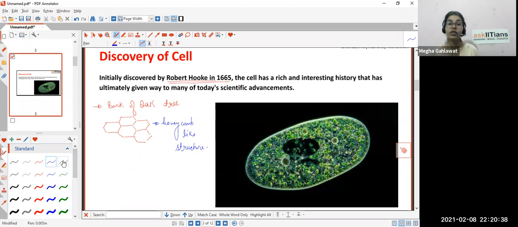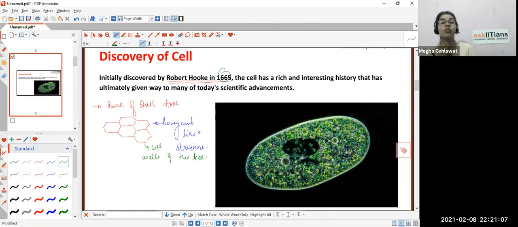What he actually saw were the cell walls of the tree. He couldn't see the proper cell organelles or the cell membrane or anything, because his microscope was very primitive, since there wasn't as much advancement in technology as today, because the year was 1665. So what he actually saw was just the cell walls present in the cell.